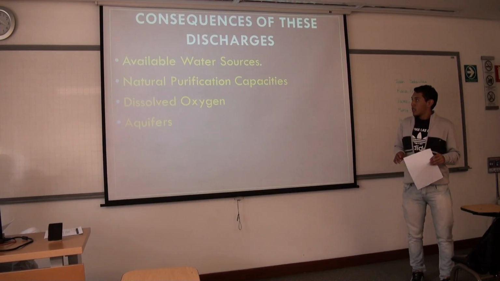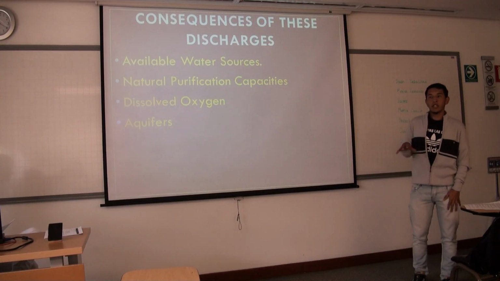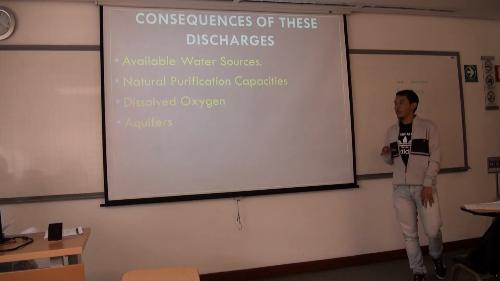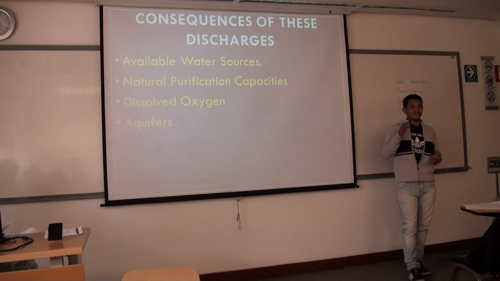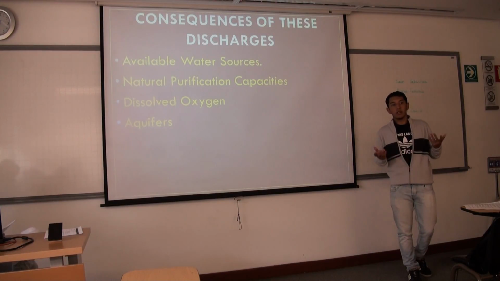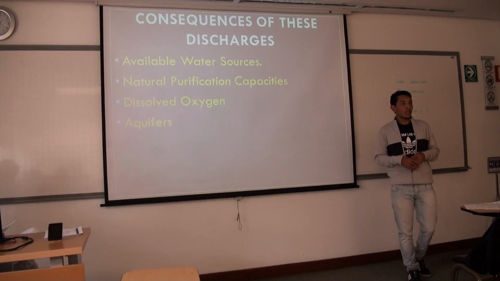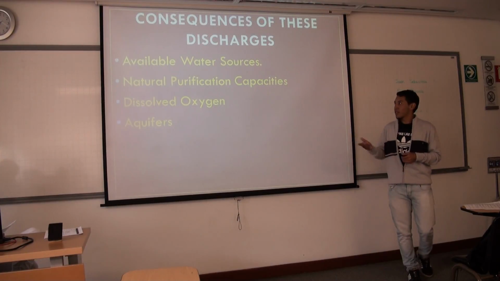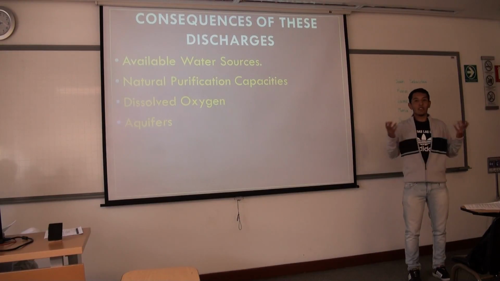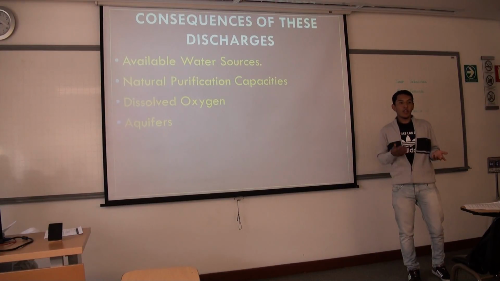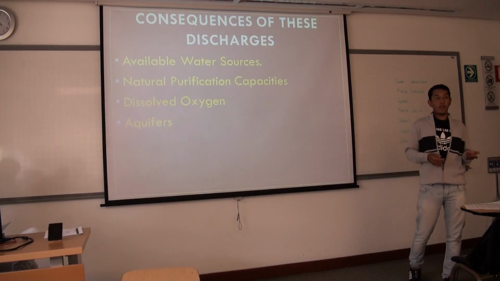The second is that natural systems have natural purification capacities. So they can support a small quantity of contamination. But if all industries discharge this wastewater into the source, it doesn't matter that the purification capacity can support this contamination, because in the end all the systems are going to be contaminated, so the environment basically can't purify the water.